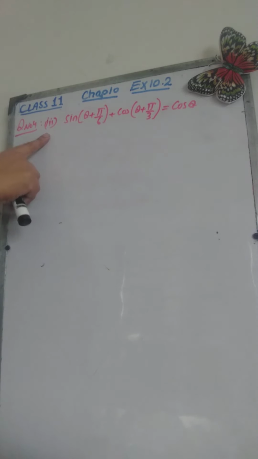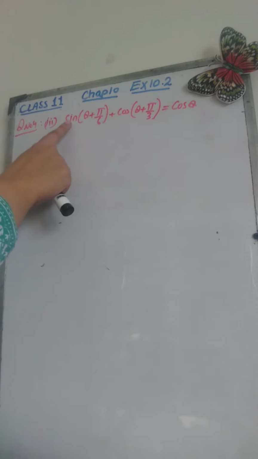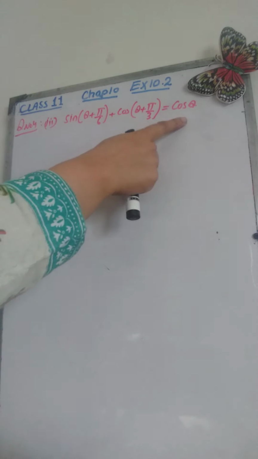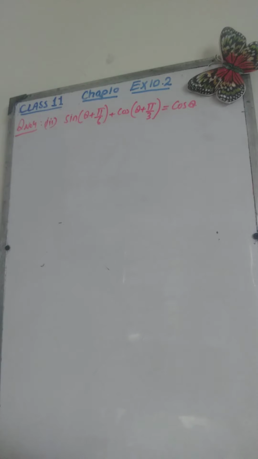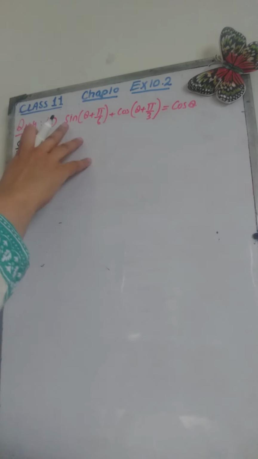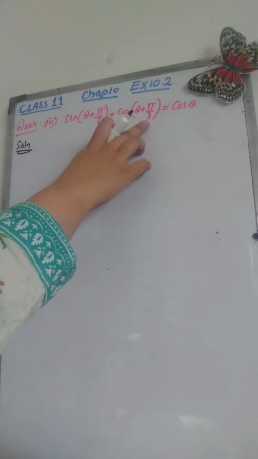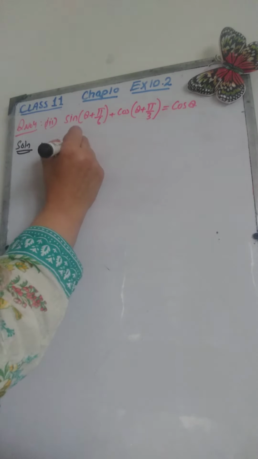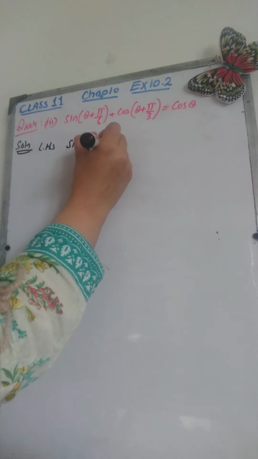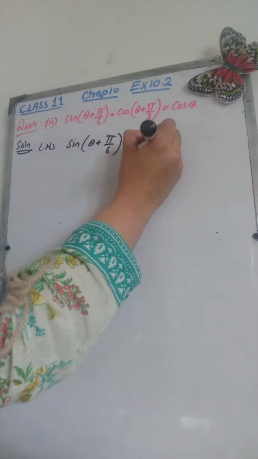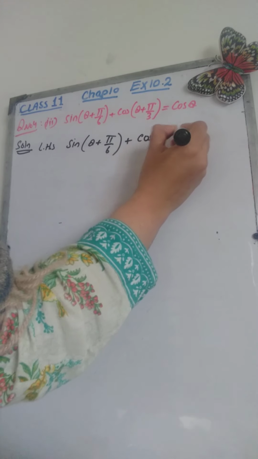Question number 4 part 3. We have to prove that sine of theta plus pi by 6 plus cos of theta plus pi by 3 is equal to cos of theta. Again we are going to use the same identities of sine alpha plus beta and cos alpha plus beta. So let me write the left hand side, sine of theta plus pi by 6 plus cos of theta plus pi by 3.